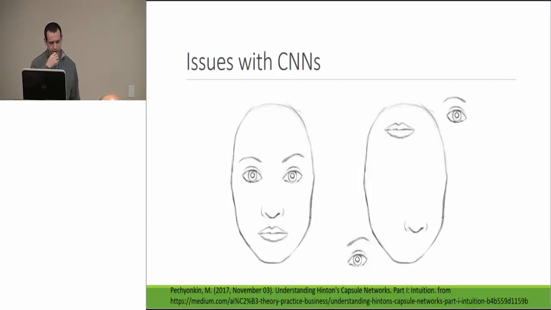So this is an example of where a CNN might have issues. The image on the left is a regular face. If you give it to a CNN to classify if it's a face or not, it'll probably say yes, this is a face. But on the right, the CNN will see this and say, okay, it has two eyes, it has a mouth, it has a nose, and this is the shape of a face. So it would probably say this is a face, even though a human would say that this is not a face, right? Each of these parts of the face, there's no relationship between them that is modeled by the CNN.